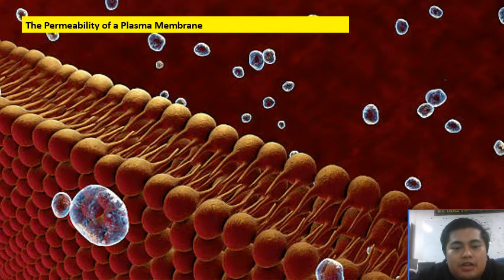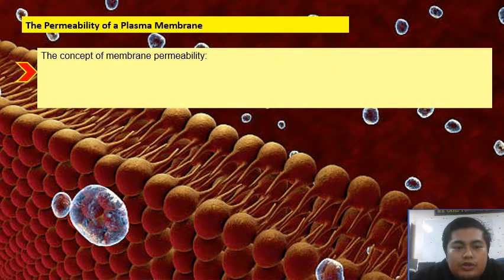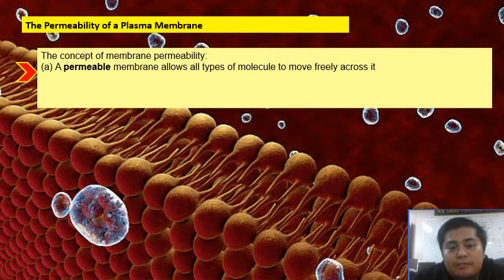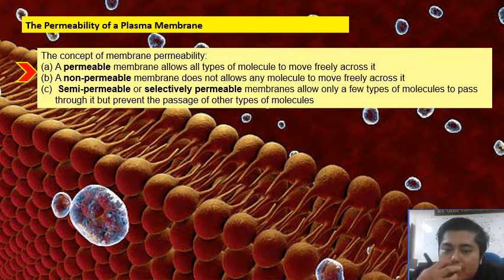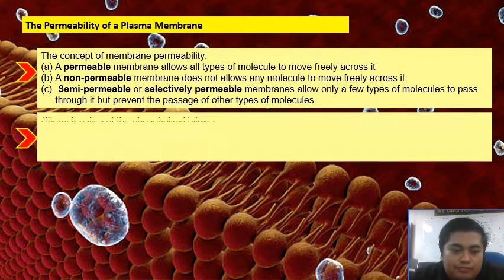So, permeability of the plasma membrane. The concept of membrane permeability is divided into three. The first one is a permeable membrane that allows all types of molecule to freely move across it. We have a non-permeable membrane, where it does not allow any molecule to move across it freely. And we have a semi-permeable or selective permeable membrane that only allows a few types of molecule to pass through it, but prevents the others from getting through.